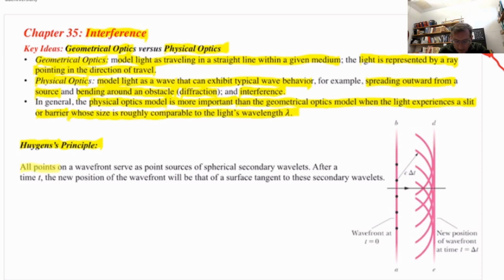All the points on a wavefront at a given moment in time serve as little point sources of spherical secondary wavelets that spread outward from those point sources, like waves do. And after some amount of time t, the new position of the wavefront will be that of a surface tangent to these secondary wavelets. So let's just see a picture.